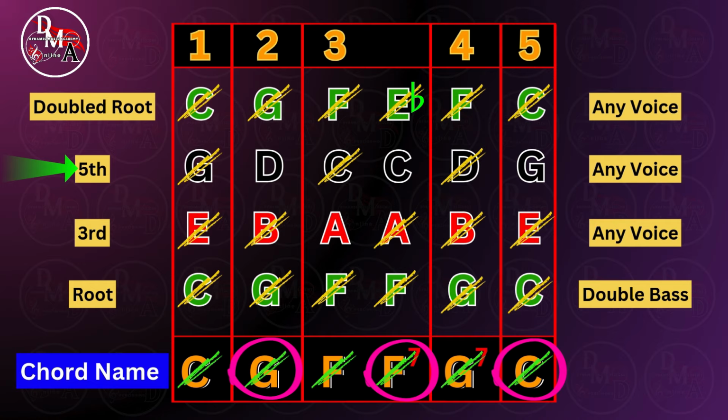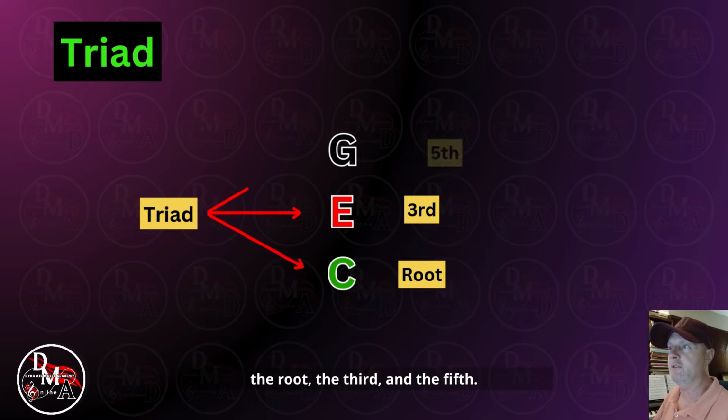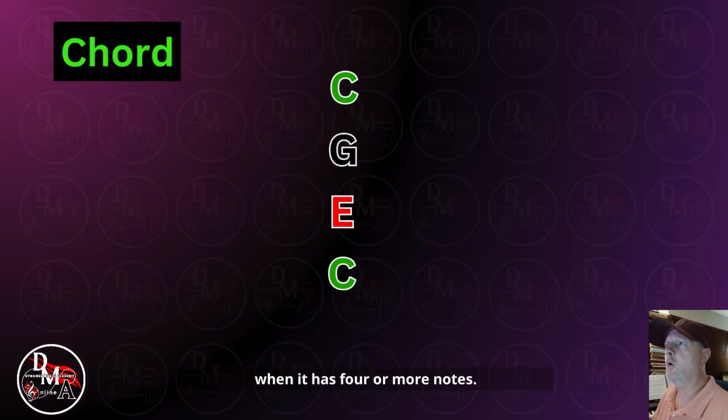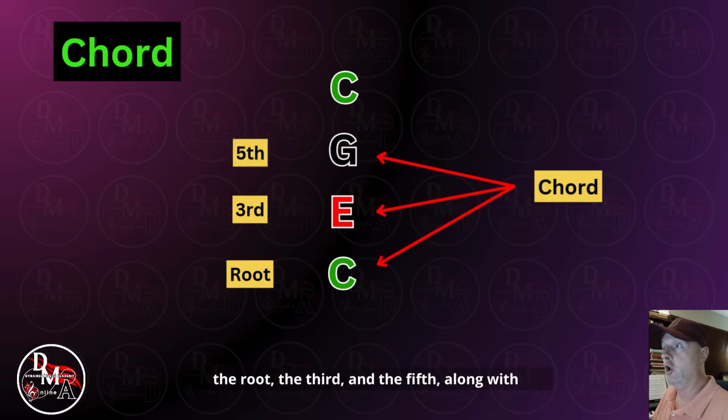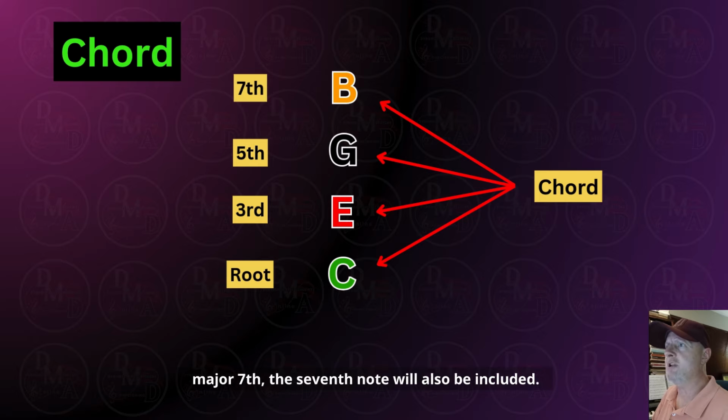Now, arranging for 4-part harmony results in the triad becoming a chord. Remember, a triad consists of 3 notes: the root, the third, and the fifth. So when do we call a triad a chord? We refer to it as a chord when it has 4 or more notes. Chords comprise the 3 notes of the triad, the root, the third, and the fifth, along with 1 or more additional notes, which may include a doubled root. For 7th chords such as a dominant 7th or a major 7th, the 7th note will also be included.